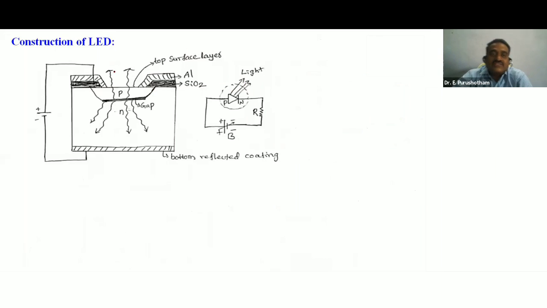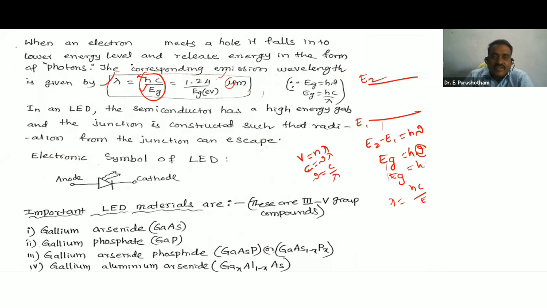You see here, this is the top surface. It is escaping the light ray. So you see here what I am saying here. So the light emitting diode is constructed in such a way that radiation from the junction can escape.